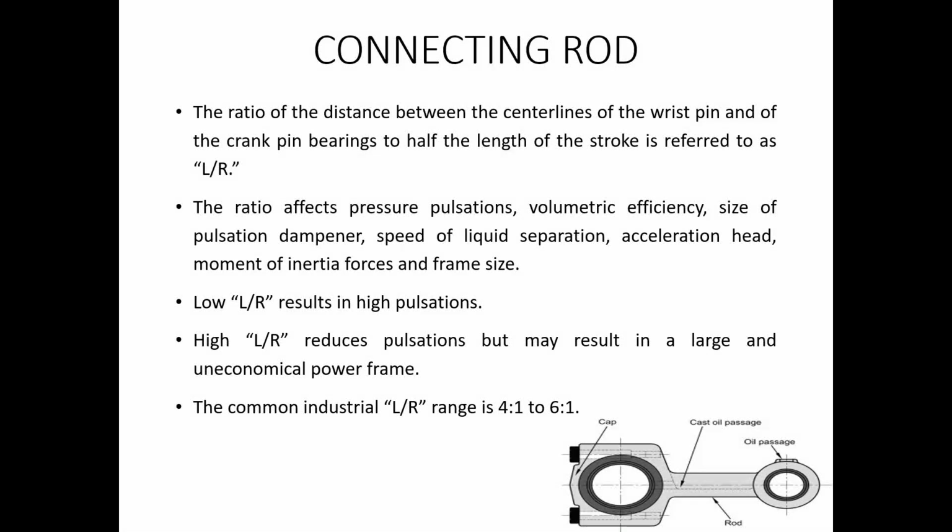Now there is an important ratio known as the L by R ratio. L is the distance between the center lines of the wrist pin and the crank pin bearing. Simply telling, it is the distance between the center line of the small end and the center line of the big end. If you draw two axes here, the distance between these two lines is known as the length, L, and R is the half length of the stroke.